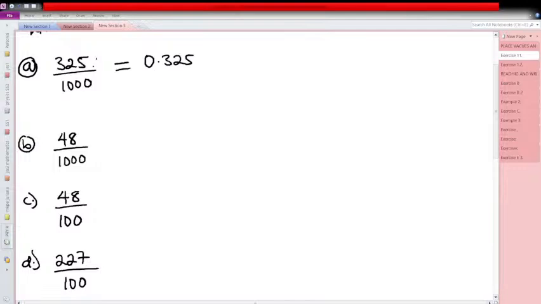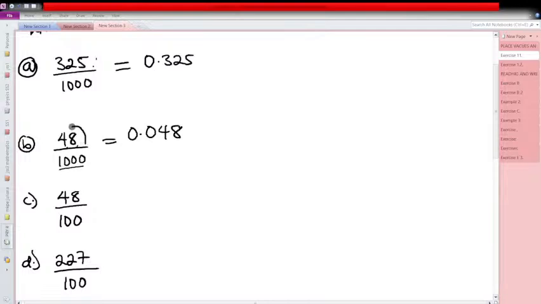Ralph, you are wrong. Ralph, what you get in B, since we are dividing it by 1,000, the last digit is to take the place value of thousands. The second digit is to take the place value of 100. Then there is no tens, so this is going to be equal to 0.048. Moving the decimal point 3 times, because we have 3 zeros after this.